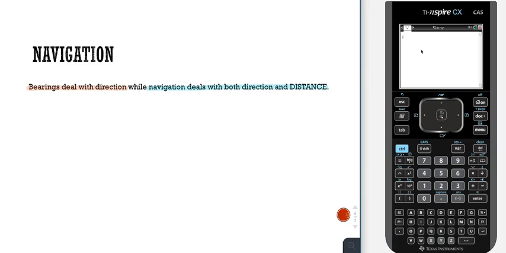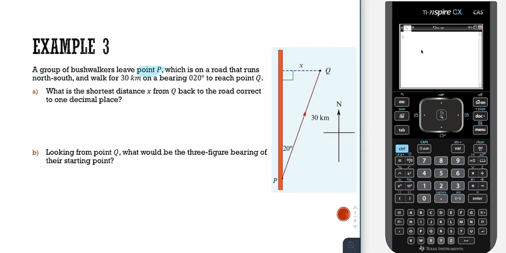Now the difference between navigation and bearings. Bearings deals with direction only, whereas navigation deals with both direction and also distance. So navigation is where we get more of our trigonometry questions. So example here, the group of bushwalkers leaves point P, which is down here, and walks or runs north-south to the point Q, which is 30 kilometers away. To do that, they go on a bearing of 20 degrees and they reach Q.